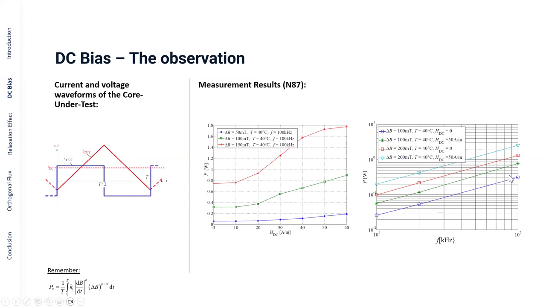However, we did quite some measurements. You can see here that if I have an IDC, which can be translated into the magnetic field strength DC component, which is directly proportional to IDC.